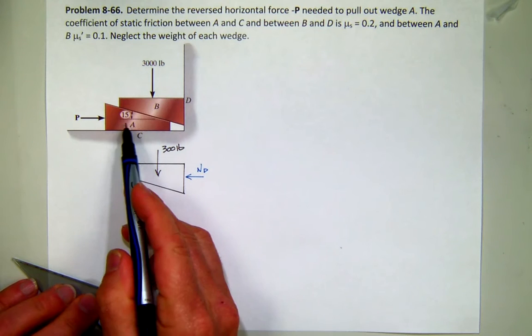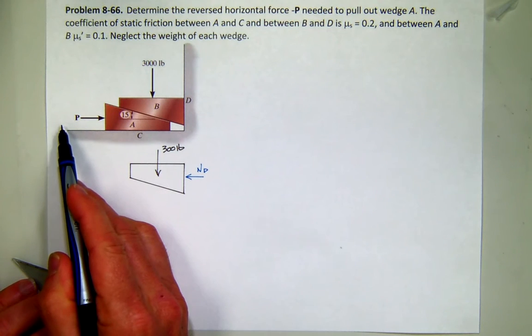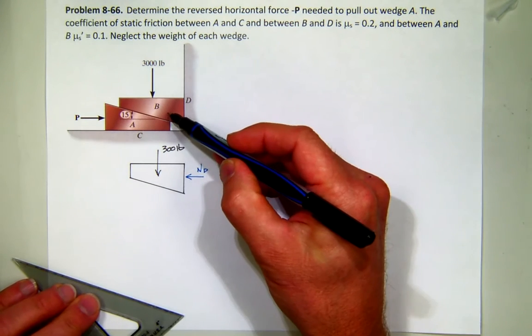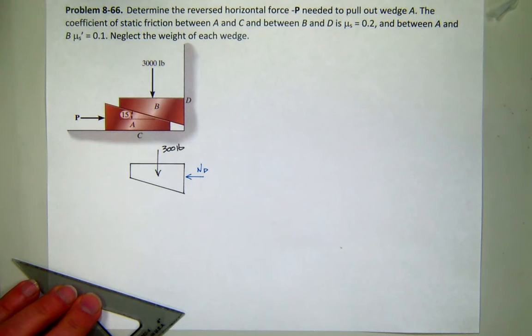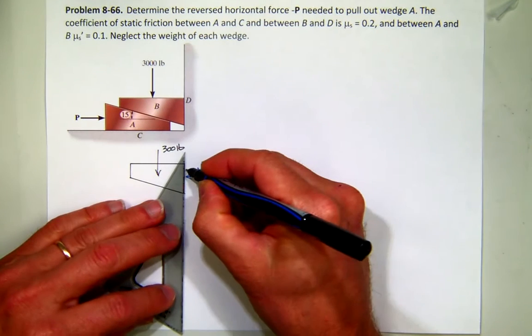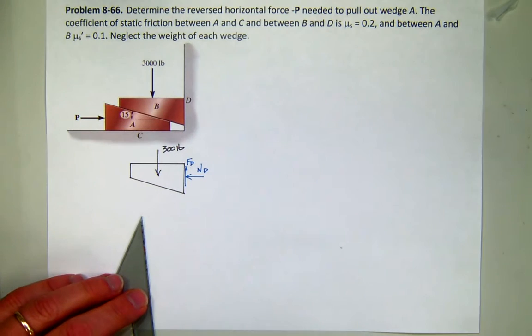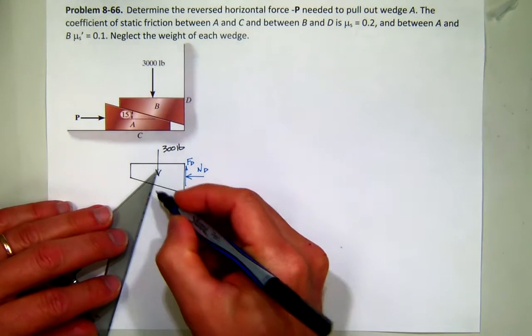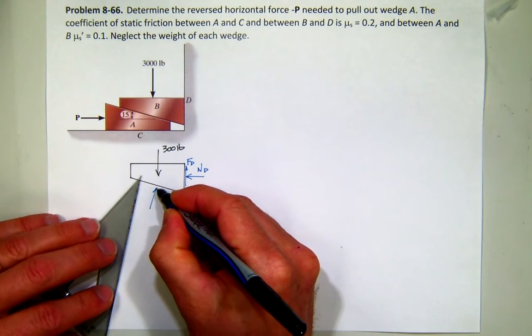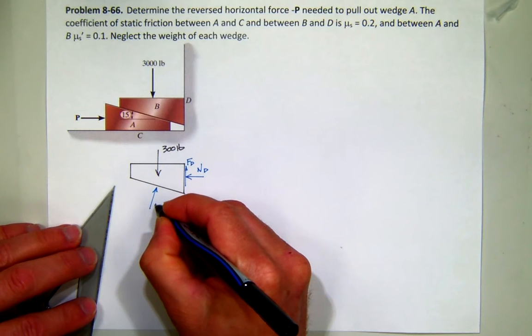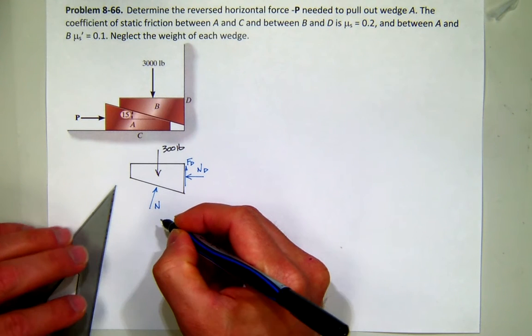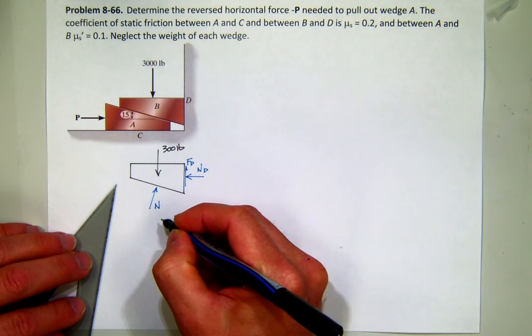Now, if I pull the wedge out to the left, block B is going to move up or down? It's going to move down, so the friction force will be opposite. It'll be up. Then I'll have a normal force. I don't know what I'll call that. I'll just call it N1.